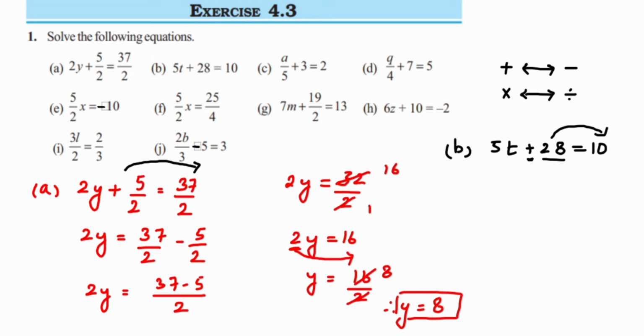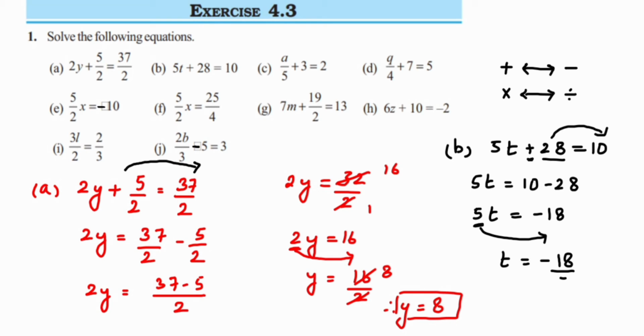So 5t is equal to 10 minus 28. Now 10 minus 28 is minus 18. So 5t is equal to minus 18 because 28 is a greater number with a minus sign. Now 5 is in multiplication. I want to remove the 5. When you transpose to the other side, it comes in division. So t is equal to minus 18 upon 5. Now I cannot cancel 18 and 5, so the answer will remain the same. So the answer is t is equal to minus 18 upon 5.